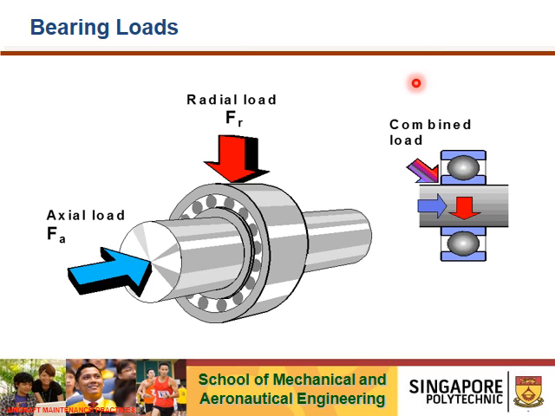Most of the time there are two types of loadings we will encounter: radial load (FR), which is perpendicular to the shaft axis, and the other one in the blue arrow is called FA, referring to axial load or thrust load. The thrust is not perpendicular, it's parallel to the shaft, so it acts along the shaft axis.